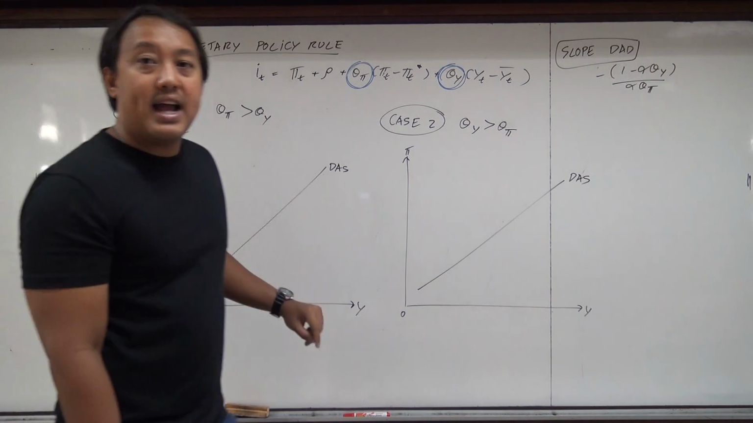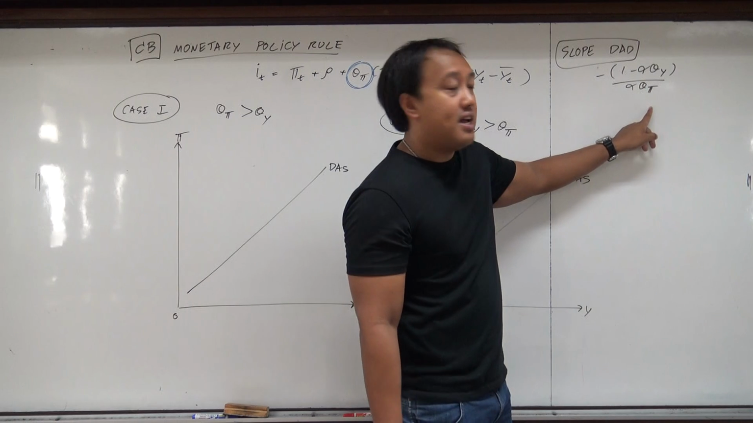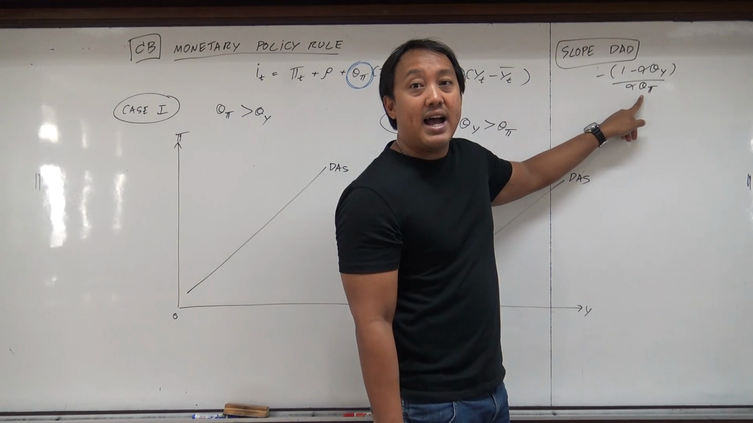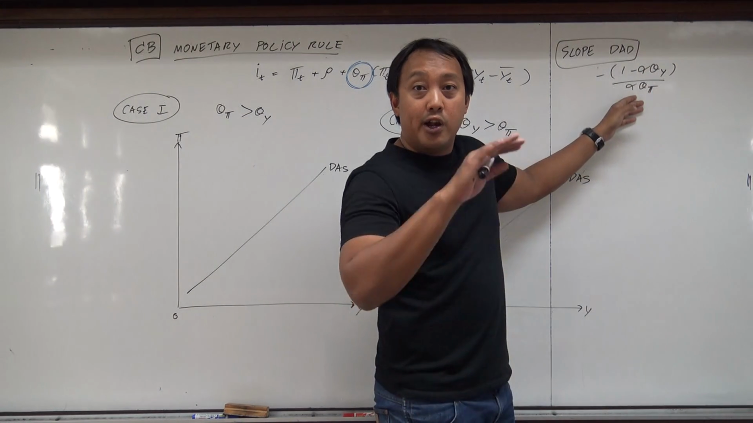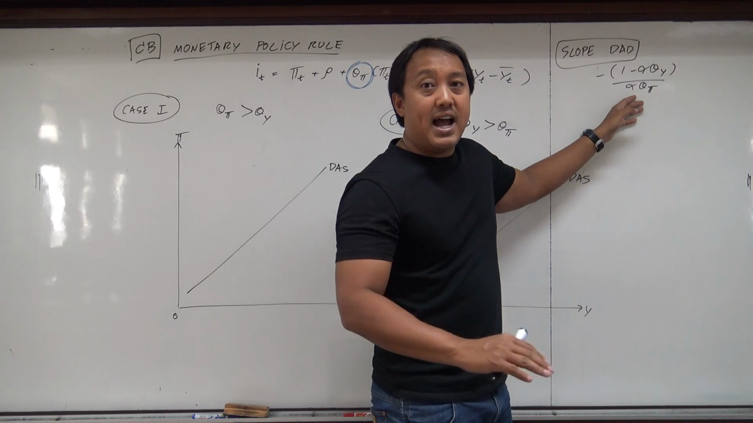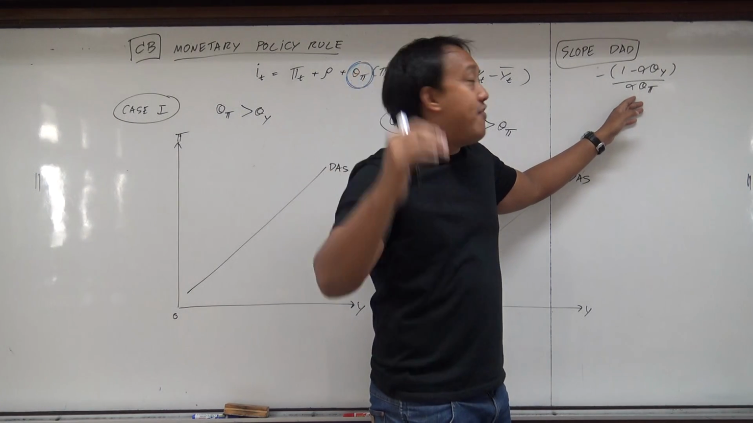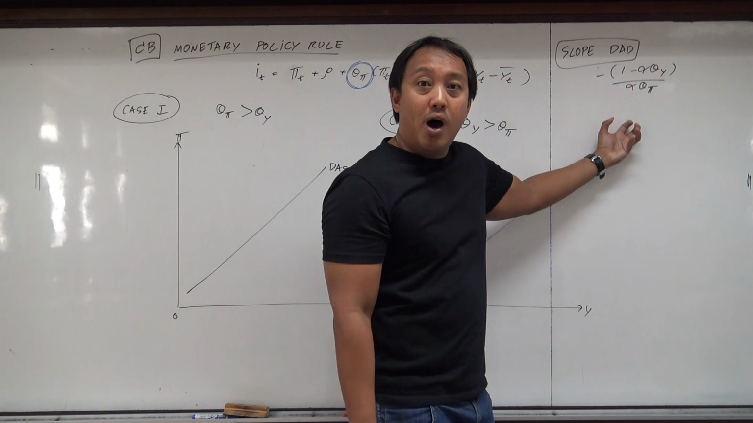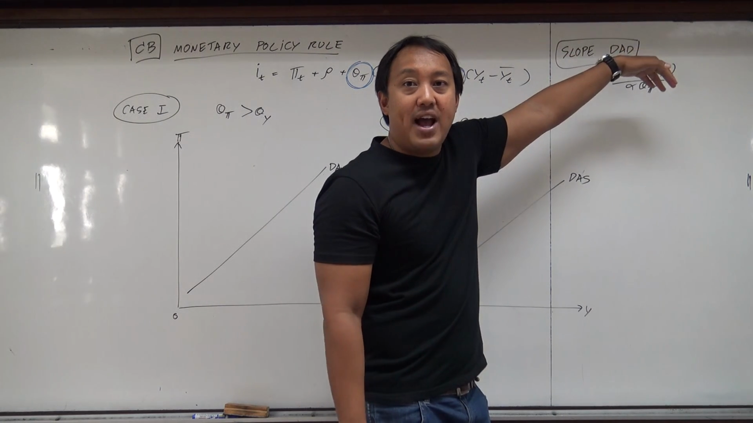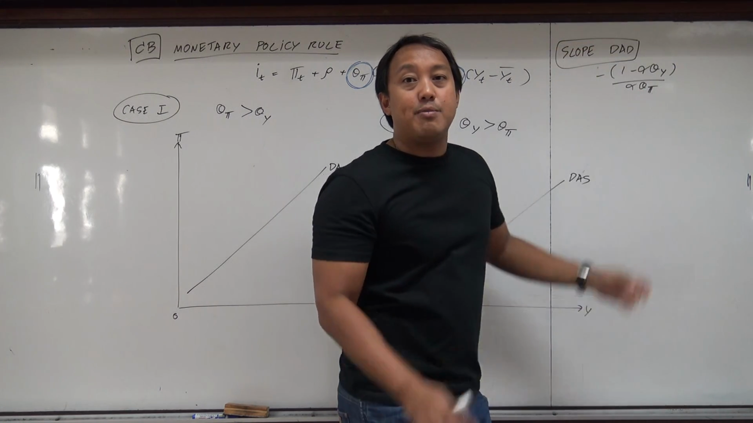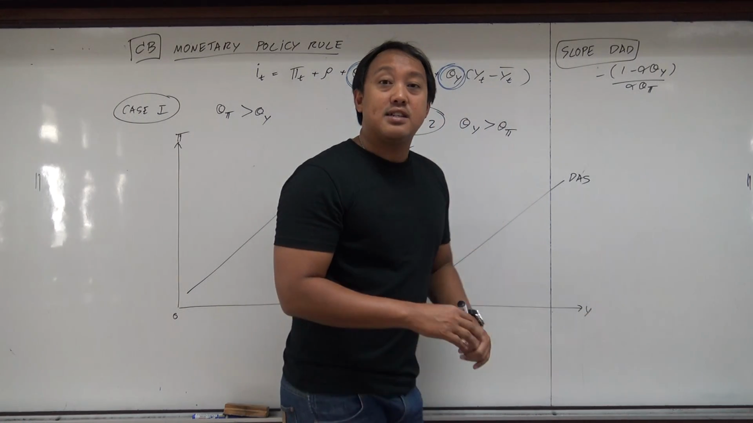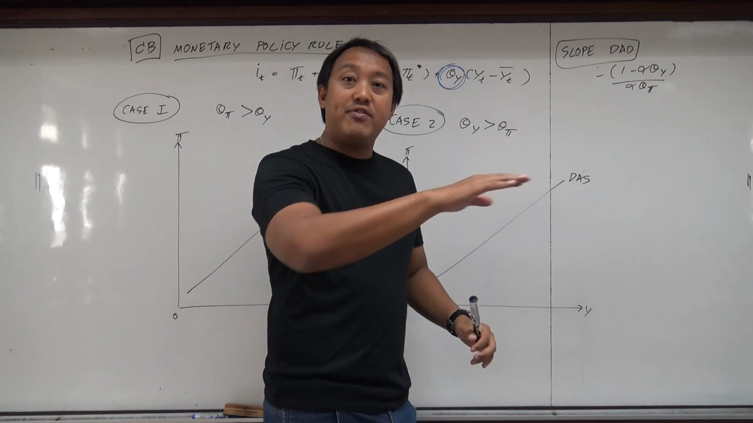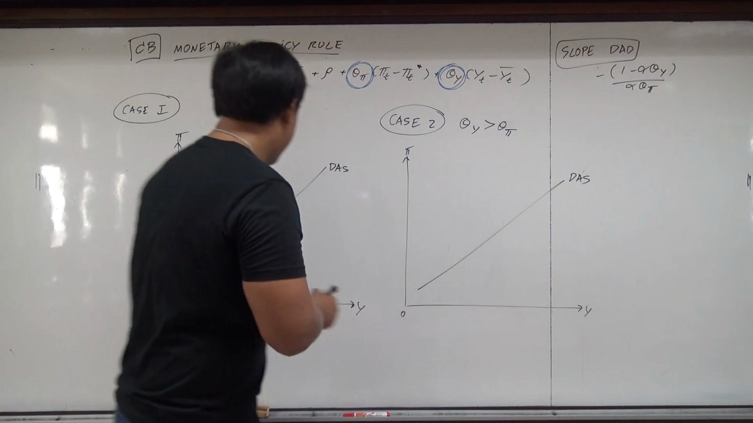Theta pi is higher than theta y. As you can see here, theta pi is higher than theta y. The lower of the fraction is higher than the upper of the fraction. So it means that the slope is going to be very low. Since the slope is very low, the AD curve is going to be very flat.